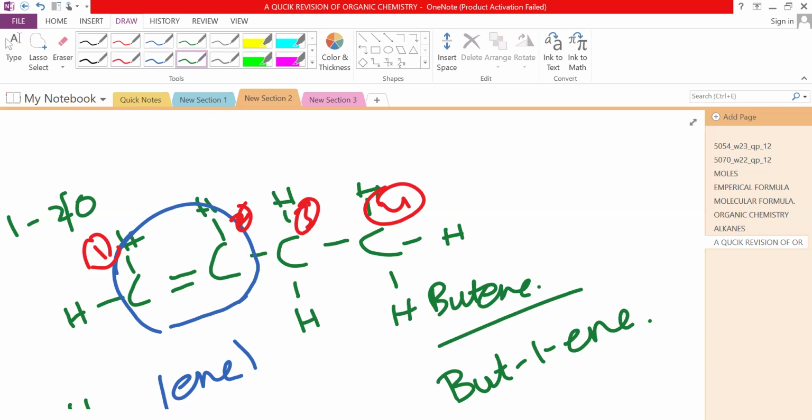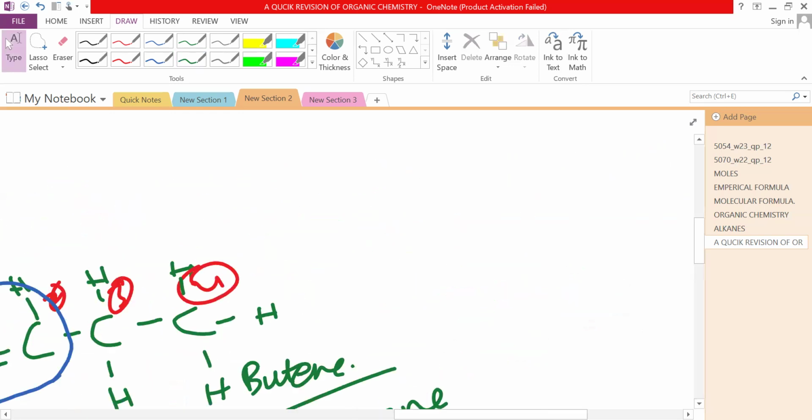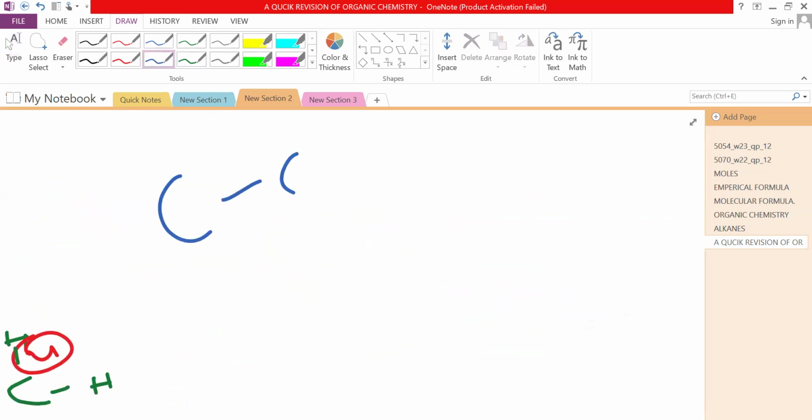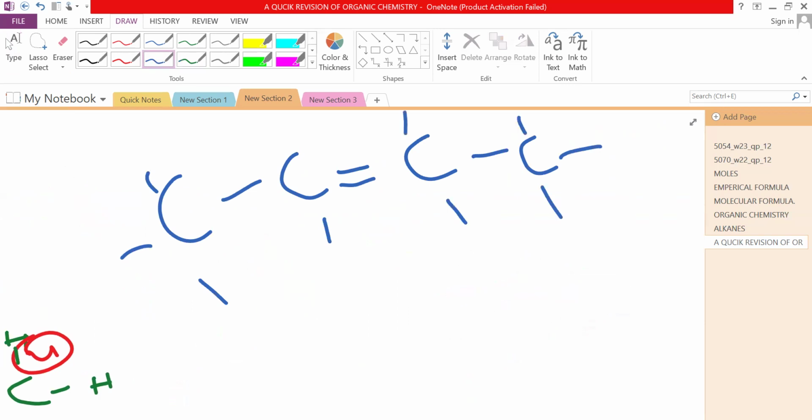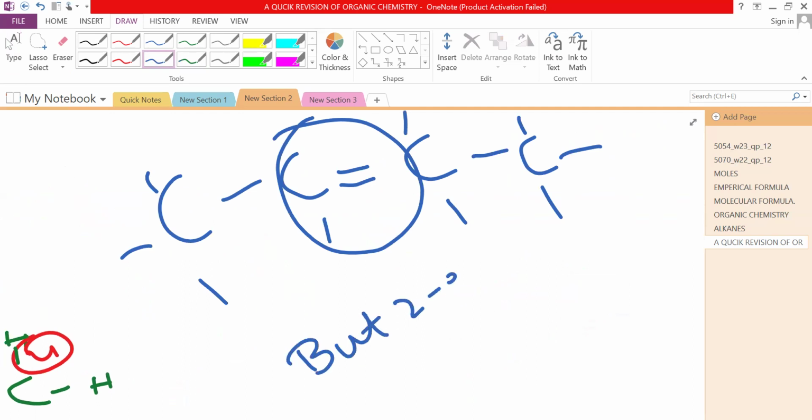But what if the double bond is at the second carbon? Let me give you another example here. What if the double bond is on the second carbon? For example, here. On the second carbon, you can write it but-2-ene. Like this, you have to name the structures. You have to start the numbering from the side where the double bonded carbon is getting the smallest number. Okay, I hope you understood it.